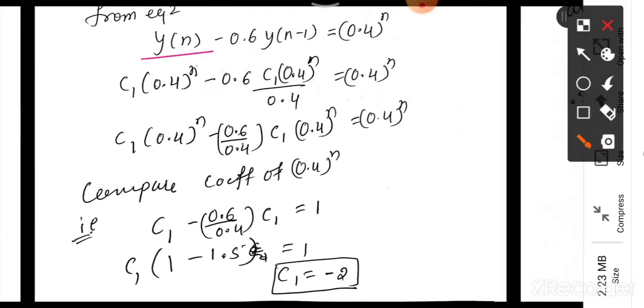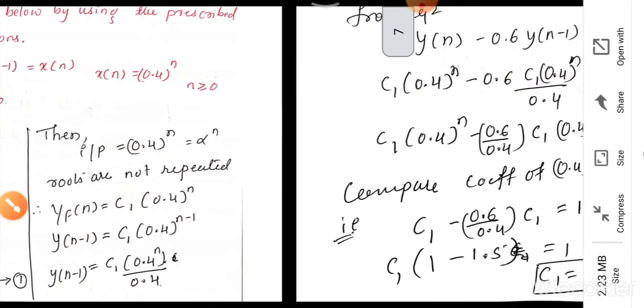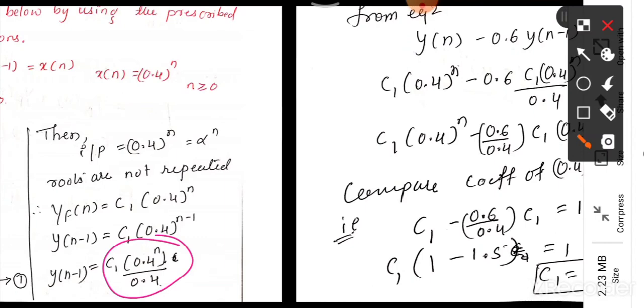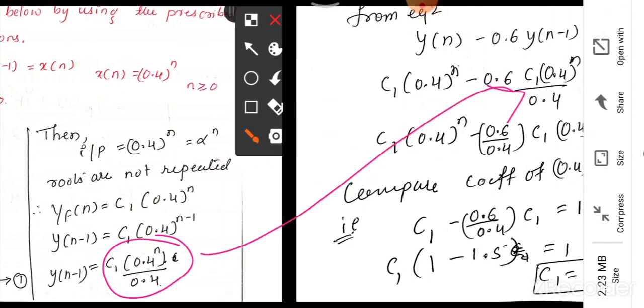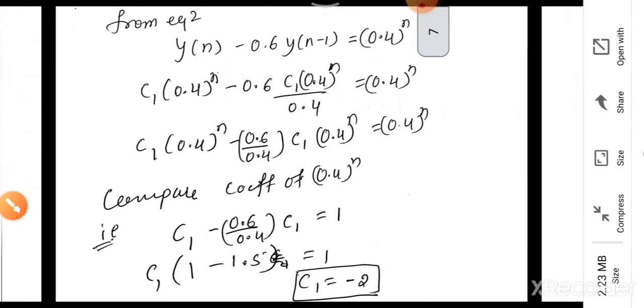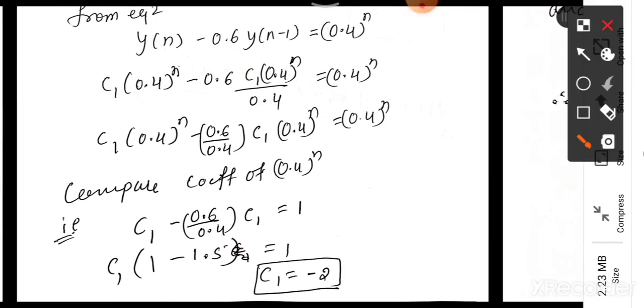Okay, yes, y(n) is C1 0.4 raised to n minus 0.6 as it is. y(n minus 1) was how much? It is C1 0.4 raised to n divided by 0.4, equal to 0.4 raised to n. So now let's simplify this.